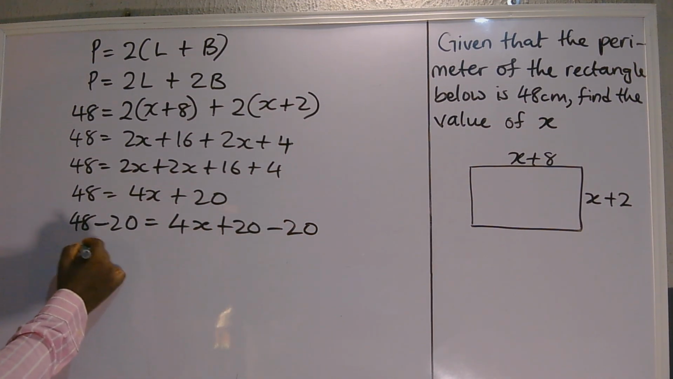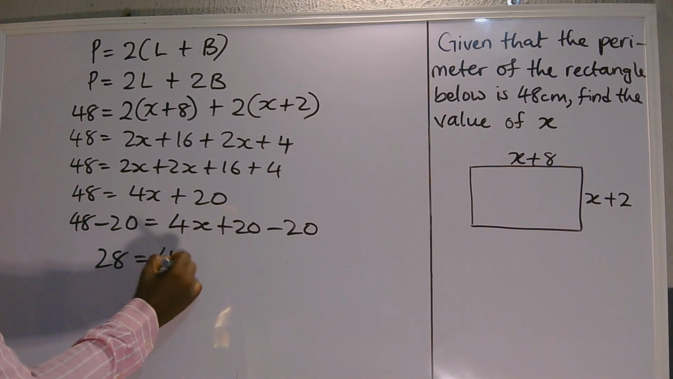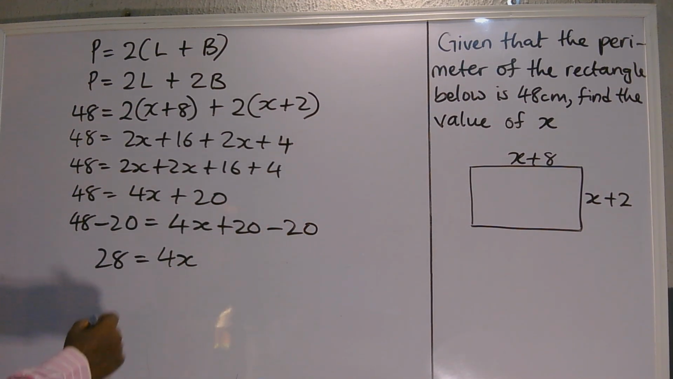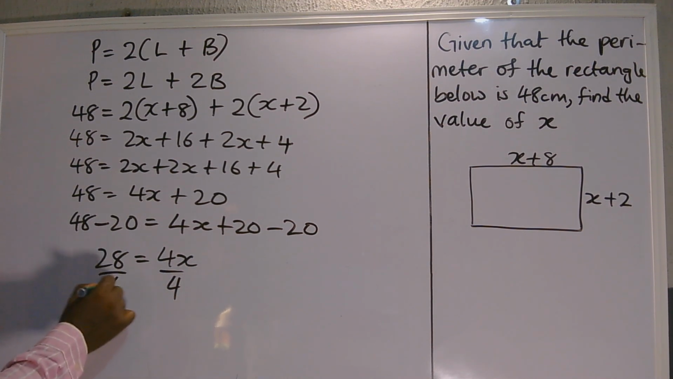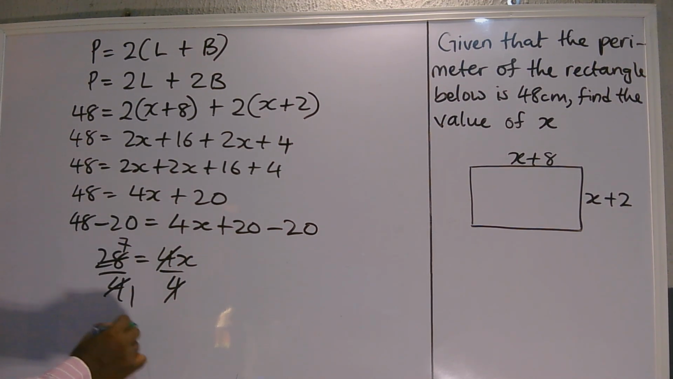So 48 minus 20 is 28, is equal to 4x, plus 20 minus 20 goes off to 0, over 4, over 4. 4 cancels 4, 4 here 1. 4 into 28 is 7. Therefore, our x is equal to 7.